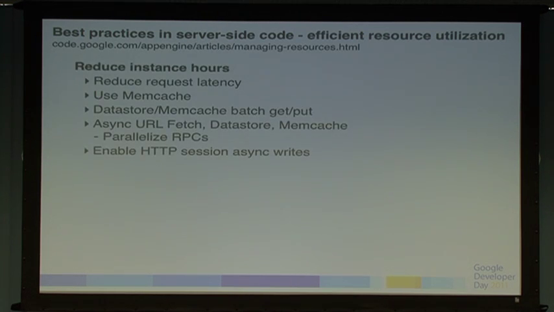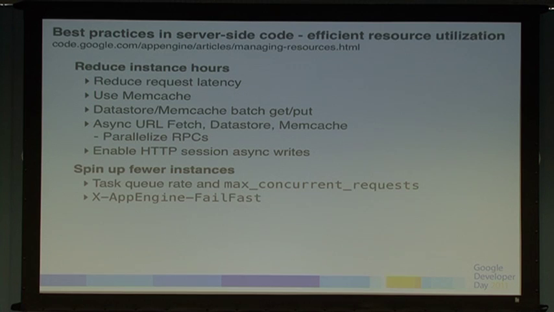On server-side code, we have this article, Managing Resources, and we have some best practices. I won't go into all of them here, but we update this article regularly, and it has a great number of tips on how to make more efficient use of App Engine and how to essentially save some money, save some resources, and make the applications faster for your users.